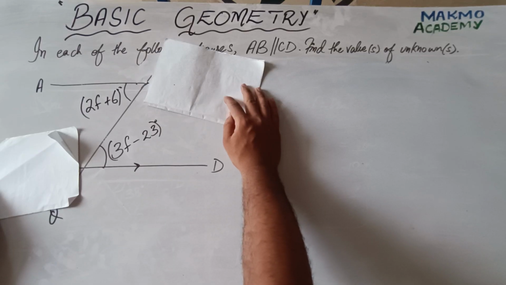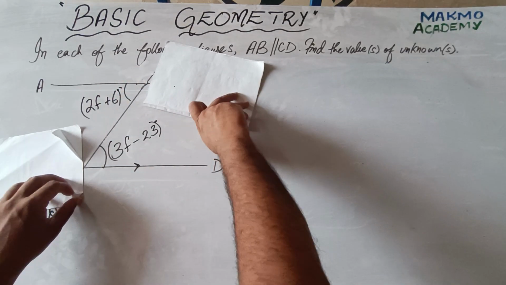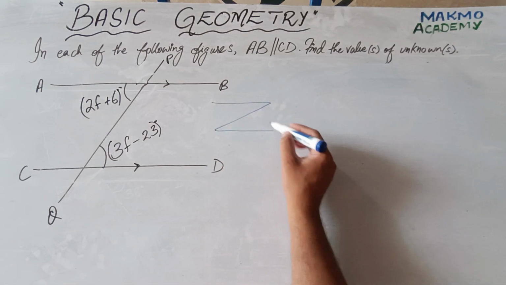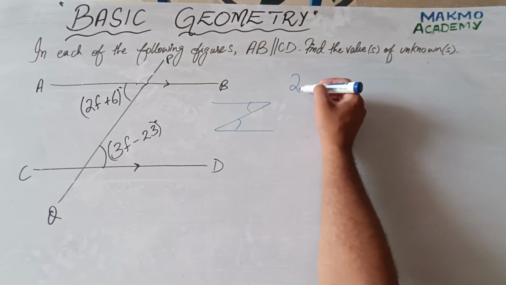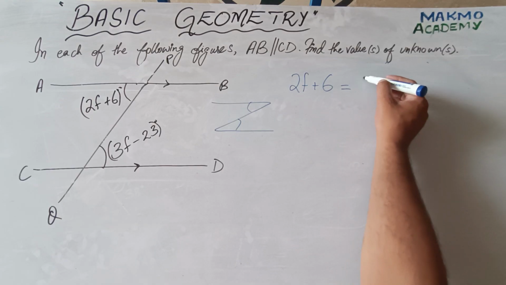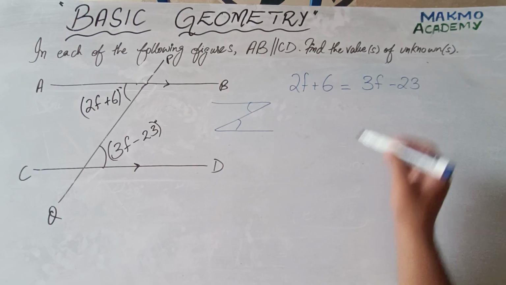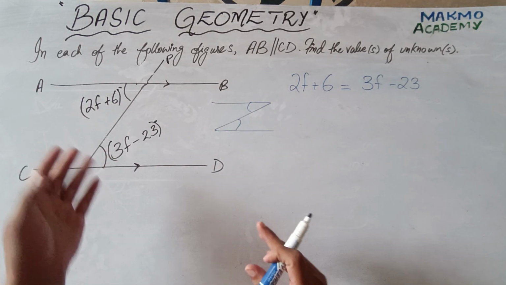Letter Z means they are alternate angles, and both are under the arms of the letter Z. It means that they are forming the letter Z and both are under the arms in this way: alternate interior angles. So they are equal to each other. So 2f plus 6 is equal to 3f minus 23. We have removed the brackets because there is nothing outside.